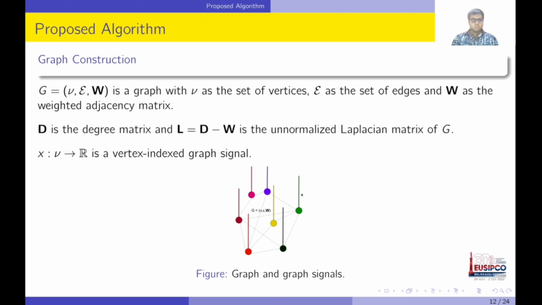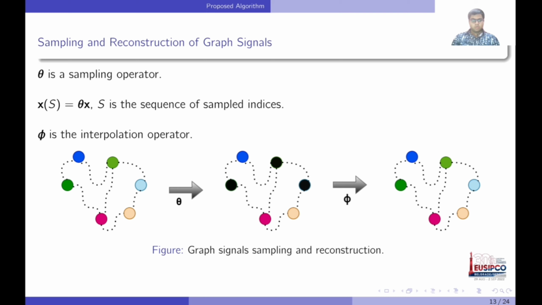As we discussed earlier, sampling and reconstruction of graph signals is a useful property of graph signal processing, and it helps in applying graph signal processing in various domains. Here we can see theta is a sampling operator, which performs the sampling of some of the nodes of the graph. After that, we can see phi as the interpolation operator, which interpolates or reconstructs the unavailable values from the available values we have.